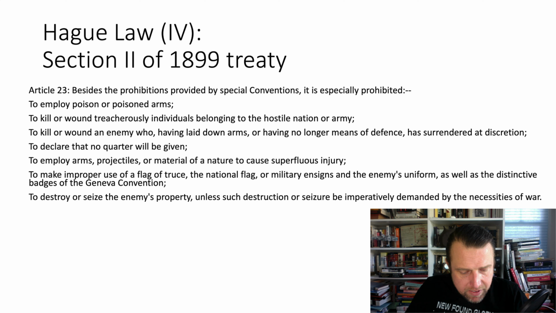It reads, "Besides the prohibitions provided by special conventions, it is especially prohibited to employ poison or poisoned arms, to kill or wound treacherously individuals belonging to the hostile nation or army, to kill or wound an enemy who, having laid down arms or having no longer the means of defense, has surrendered at discretion, to declare that no quarter will be given, and to employ arms, projectiles, or material of a nature to cause superfluous injury, to make improper use of a flag of truce, the national flag, or military ensigns and enemy uniforms, as well as the distinctive badges of the Geneva Conventions.